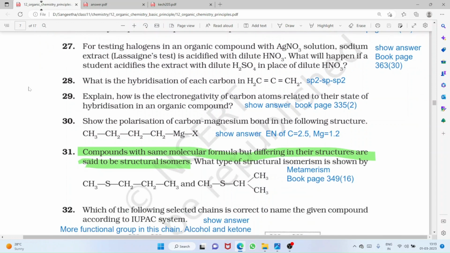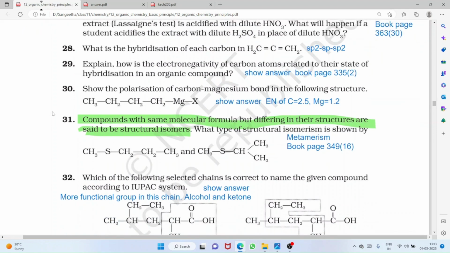What is the hybridization of each carbon in this compound? So here sp2, because of the double bond. This carbon has double bonds on both sides, so this is sp hybridization. Here also sp2.